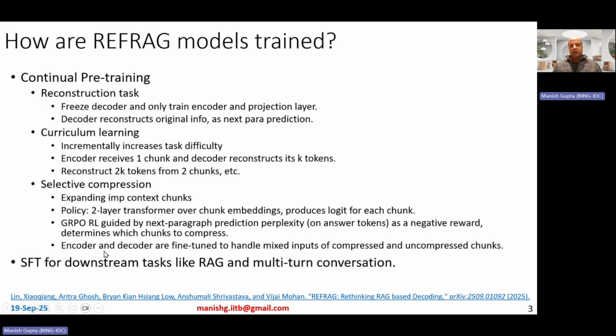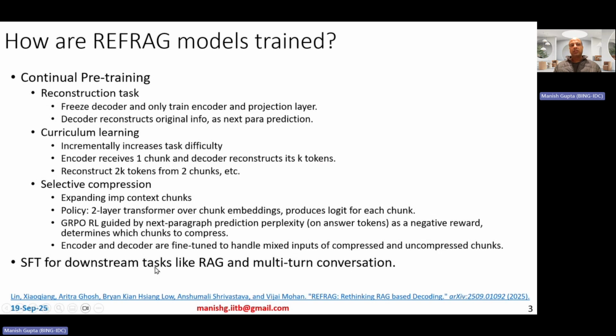Now, while doing this, the encoder and decoder are fine-tuned to handle mixed inputs of compressed and uncompressed chunks. Okay, so that's basically their pre-training. After this pre-training is done, you do supervised fine-tuning for various downstream tasks.